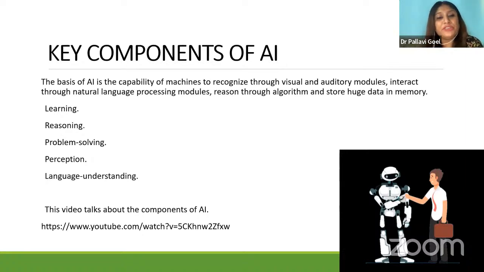Capability of machines to recognize through visual and auditory modules, interact through natural language processing modules, reason through algorithms, and store huge data in memory. This is a robot and human interaction. Learning, reasoning, problem solving, perception, language understanding. There again, we have a video where they talk about the components of AI. You can see it later on. Next slide, please.